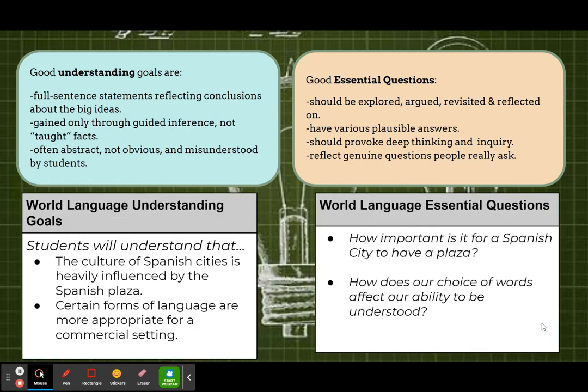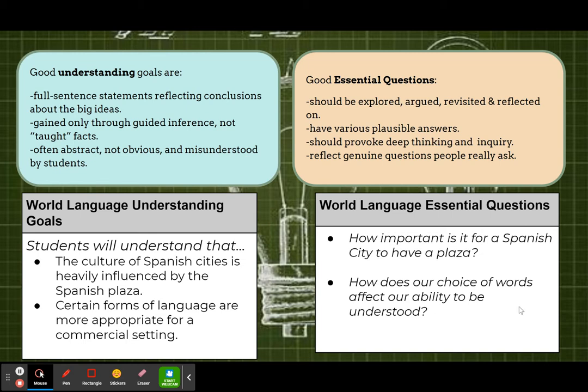Finally, here's a world language unit. Our understanding goals are this: students will understand that the culture of Spanish cities is heavily influenced by the Spanish Plaza, and certain forms of language are more appropriate for a commercial setting. When I think about the second goal in particular, it's a conclusion about a pretty big idea that would impact students' use of language, like basically for all time. And it's something that students might be able to infer when they explore different forms of language that are specific to different commercial settings. They may be able to draw that conclusion.